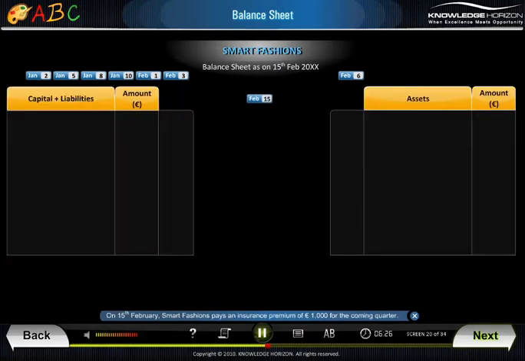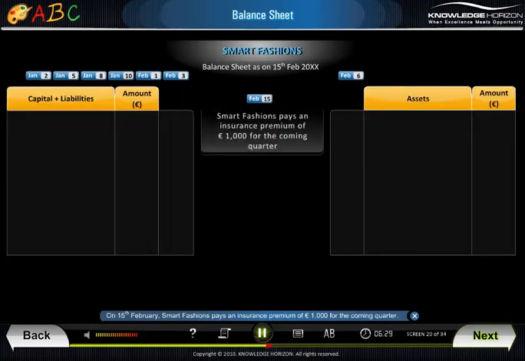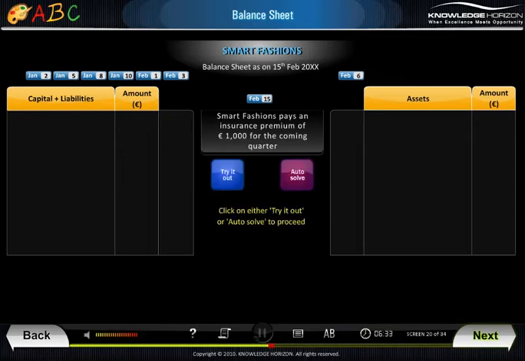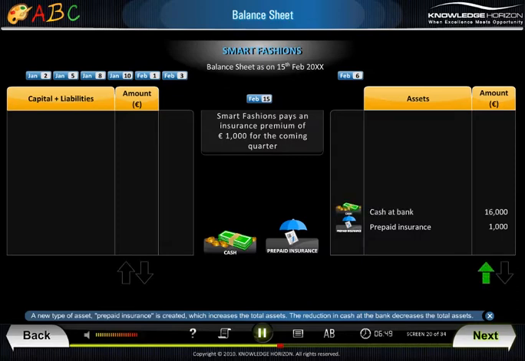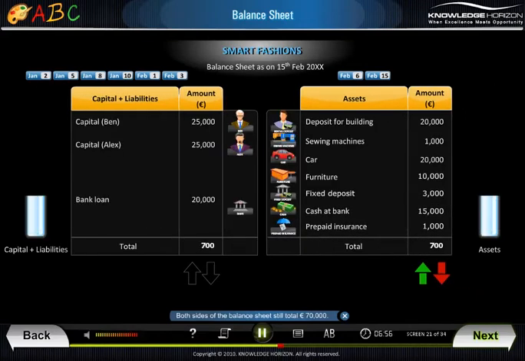On 15th February, Smart Fashions pays an insurance premium of €1,000 for the coming quarter. Click on either Try It Out or AutoSolve to proceed. A new type of asset, prepaid insurance, is created, which increases the total assets. The reduction in cash at the bank decreases the total assets. Both sides of the balance sheet still total €70,000.